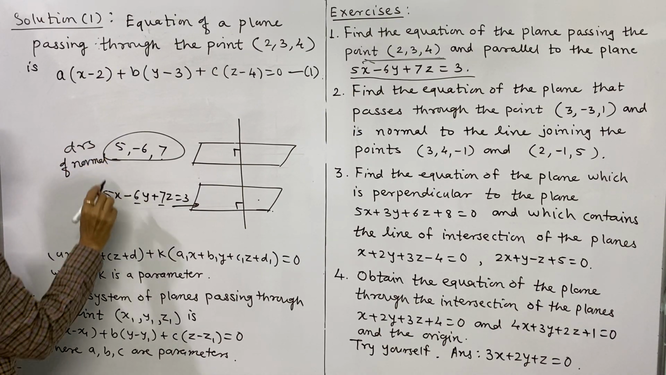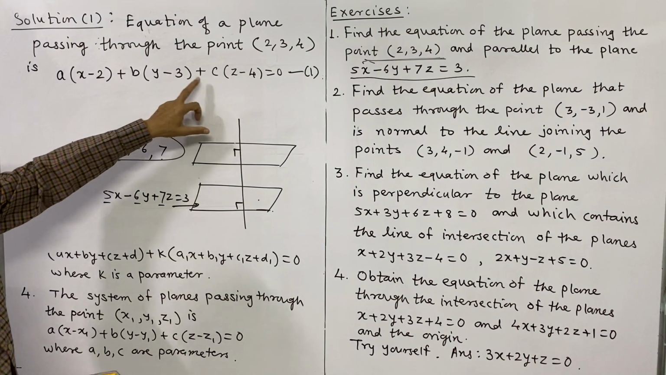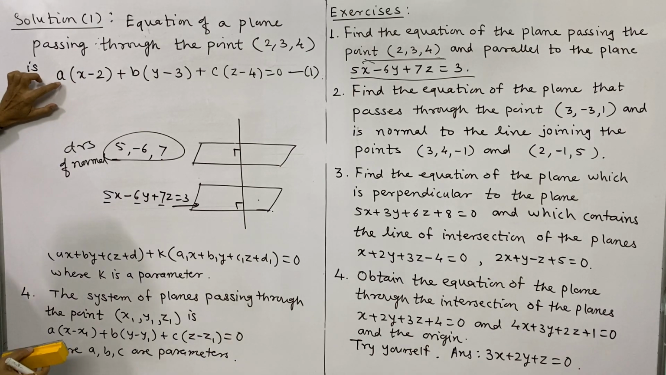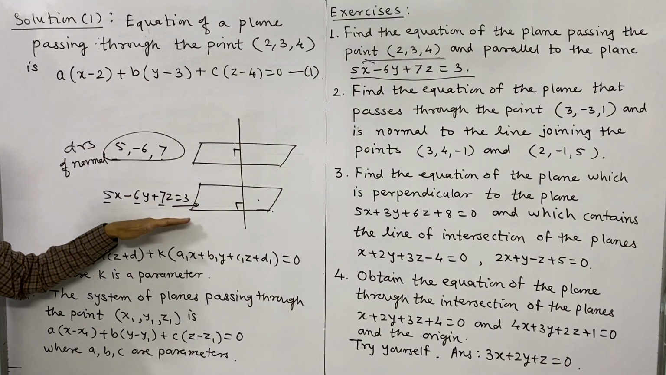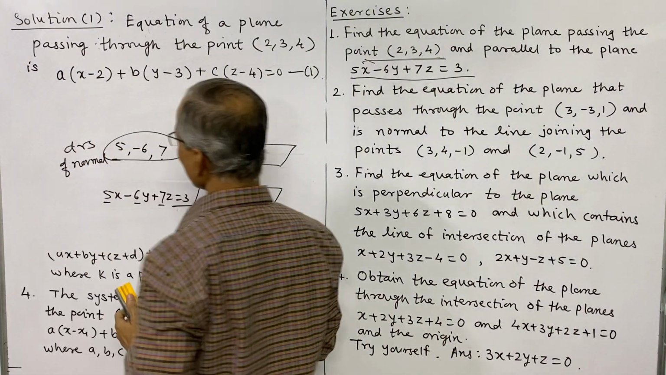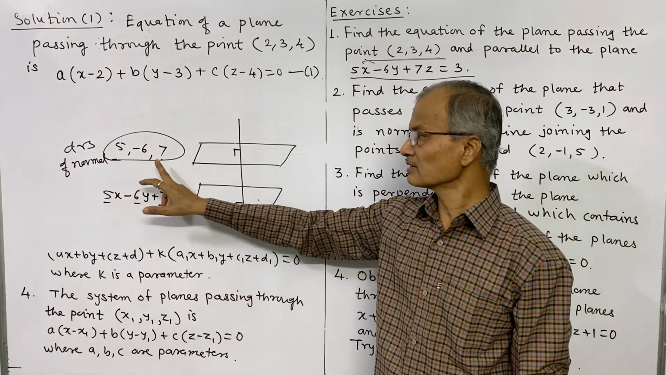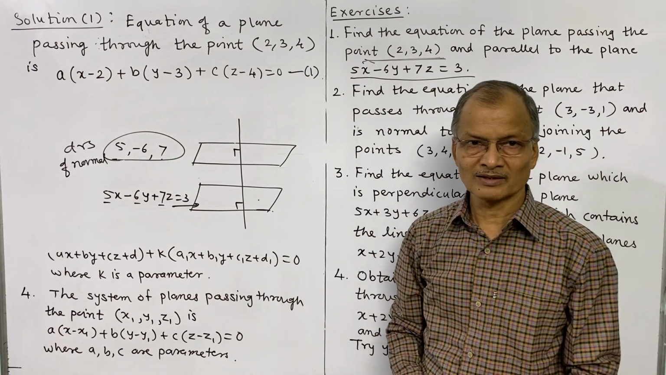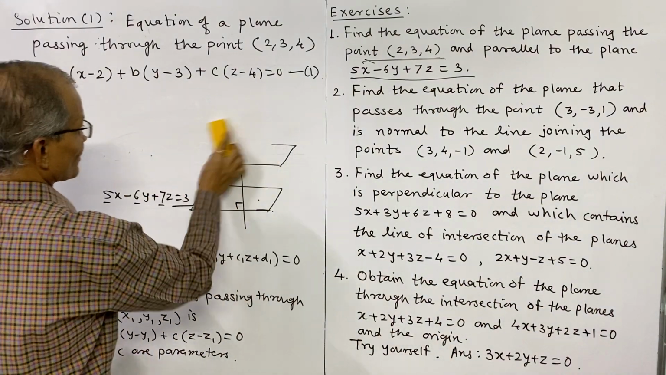But what are the DRs of the normal to plane 1? They are again the coefficients of x, y, z, that is a, b, c. So this condition gives the direct values of a, b, c, which means a is 5, b is minus 6 and c is 7. We put these values in this and we will get the required equation. So we now write the solution for this.